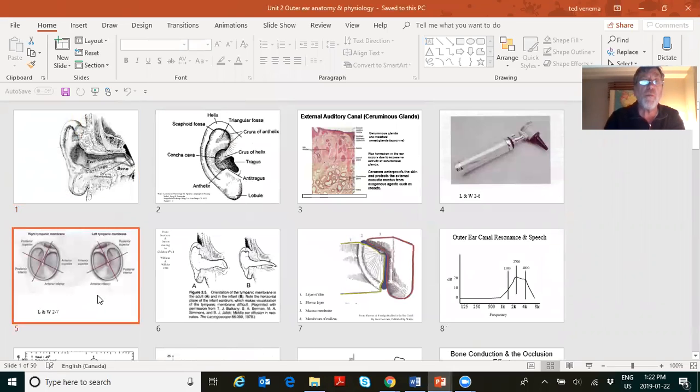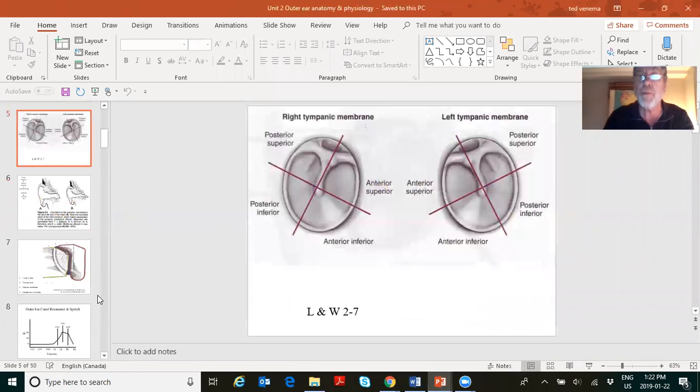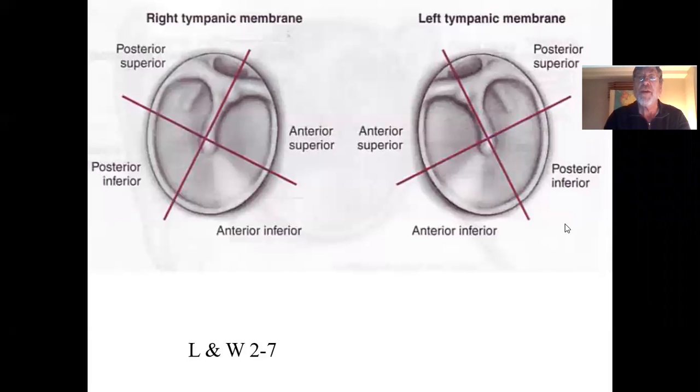So here you go. Here's a picture of eardrums. You're looking dead in, straight in. So here's the umbo. Here's the manubrium of the malleus as seen straight out from the outside. You're looking into the ear. And look at the landmarks of an eardrum, the right and the left. The right tympanic membrane. Here you can see the manubrium of the malleus, the bone.